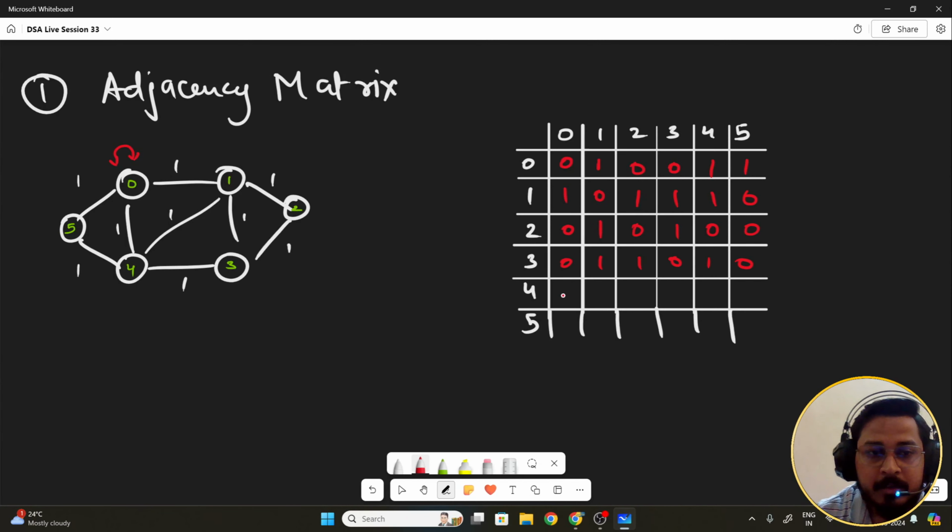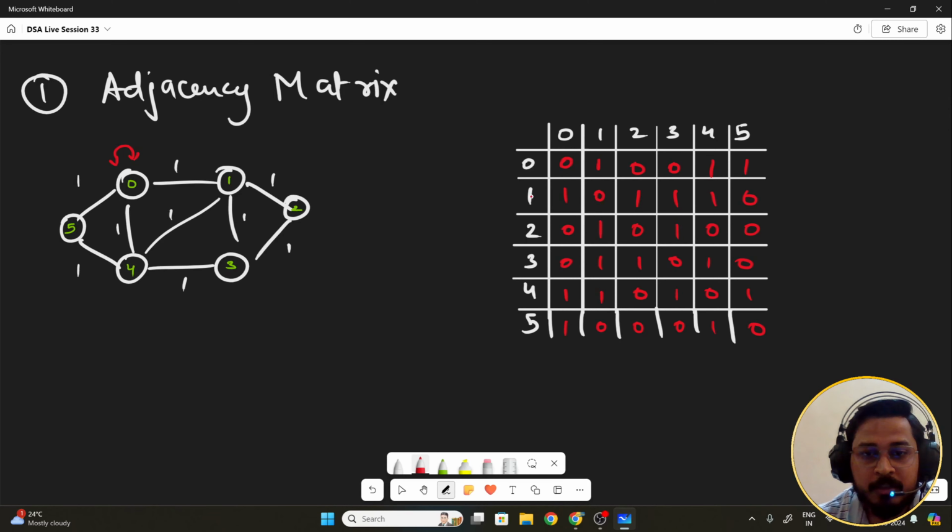Similarly, 4 to 0, is there any? Yes. Then 4 to 1? Yes. 4 to 2? No. 4 to 3? Yes. 4 to 4? 0. 4 to 5? Yes. Last, 5 to 0? Yes, it is. 5 to 1? Nope. 5 to 2? Nope. 5 to 3? Nope. 5 to 4? Yes. And 5 to 5?